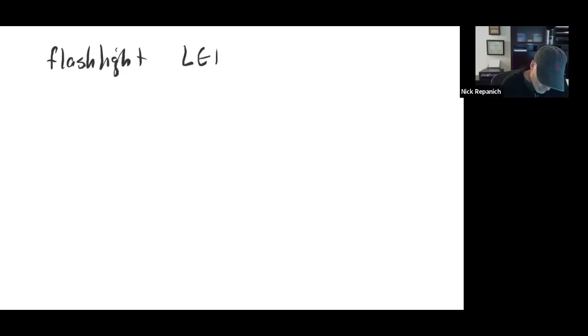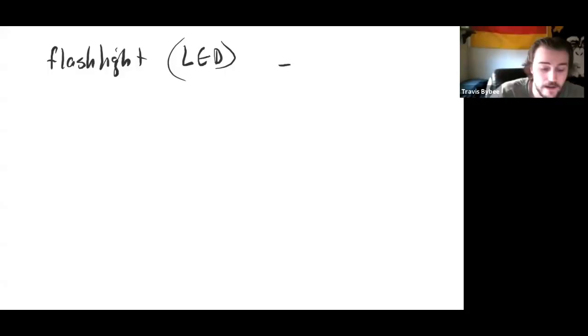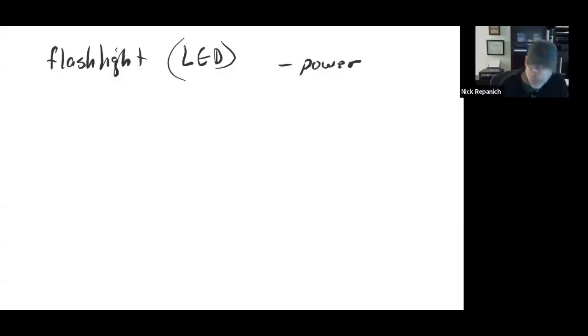But if I ask each of you to draw a flashlight, an LED flashlight. I've changed it. It used to be just a flashlight, but an LED flashlight is so much more like what we're doing than anything else. What are the key things you need to build a flashlight? The 3 circuit elements you need? A battery. You need power, right? You need a battery in that case.